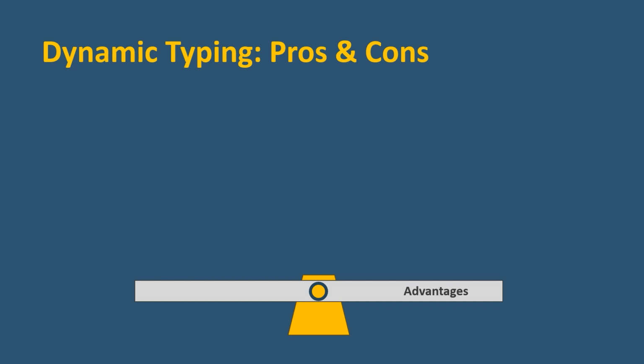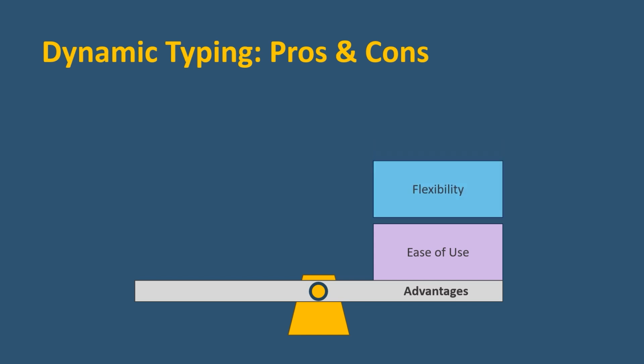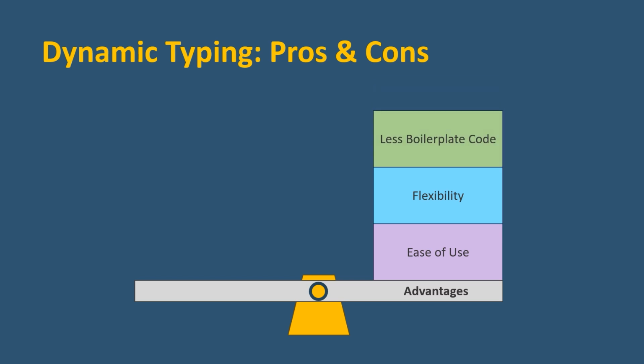On the plus side, ease of use. Dynamic typing in Python makes the language easy to use and quick to write. We don't have to specify the type of a variable when we declare it. Flexibility. We can change the type of a variable on the fly. This flexibility can be particularly useful in certain scenarios. Less boilerplate code. Since we don't have to declare variable types, the code is less cluttered and easier to read.